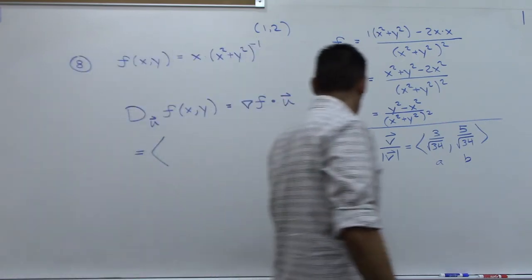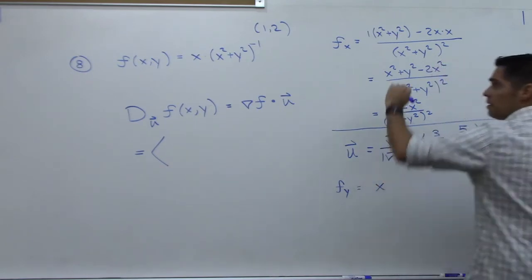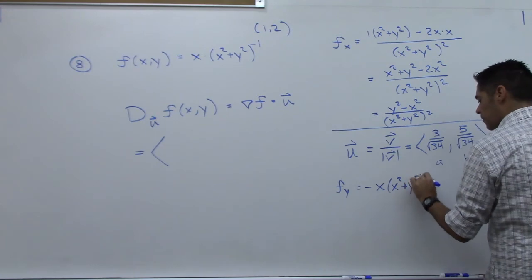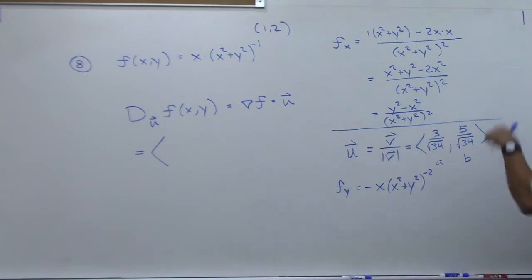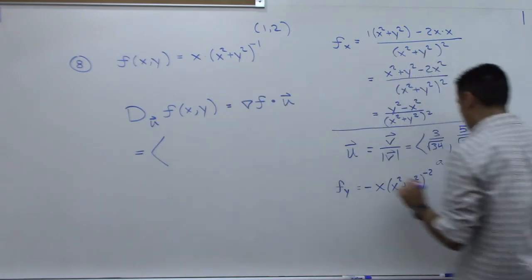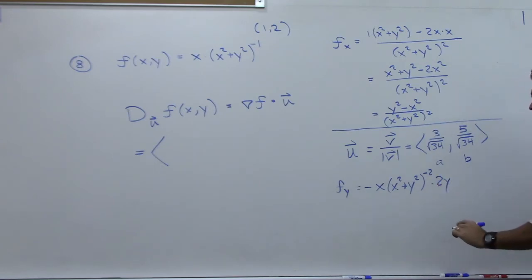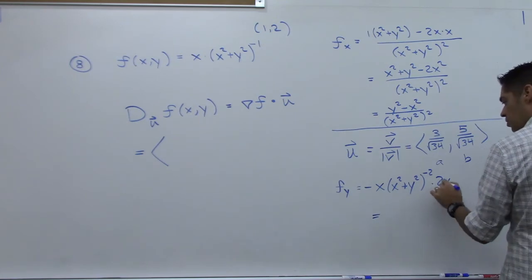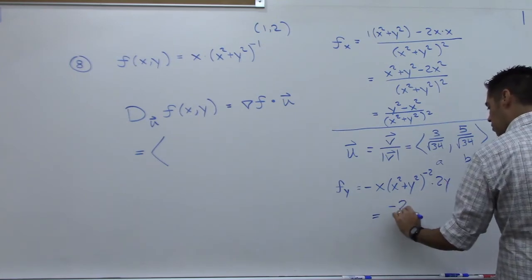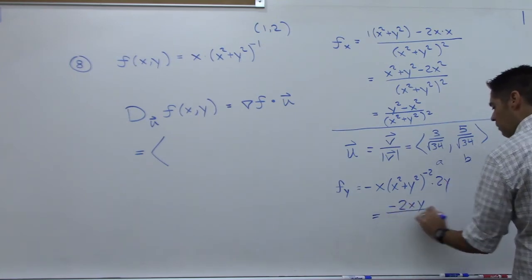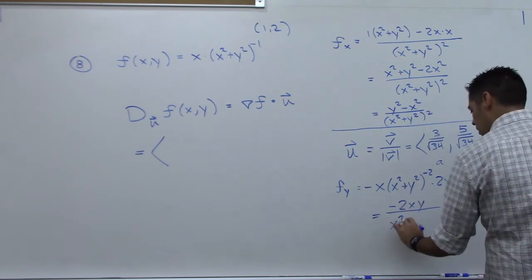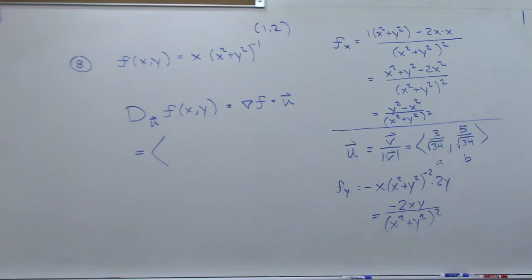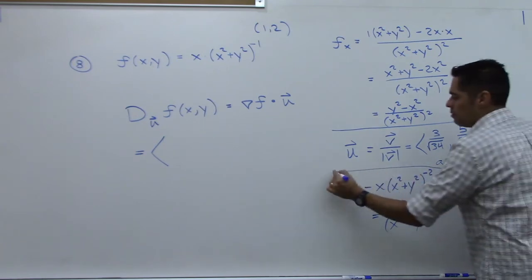So the x is going to stay there. The -1 dropped out. We have x squared plus y squared to the -2. Then the derivative of what's inside with respect to y, which is 2y. And now I'll just drop everything back down. I'll leave -x and the 2y upstairs, -2xy over x squared plus y squared, that quantity squared. So there's your partial with respect to y.